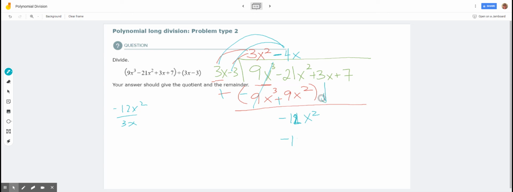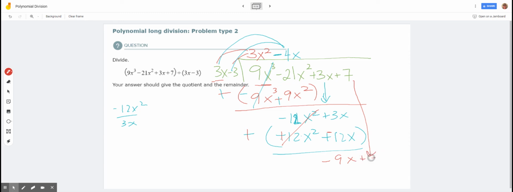Oh, wait, I got to bring down my 3x too. Then I get negative 4 times 3x is negative 12x squared. X times x is x squared. Negative 4 times negative 3 is positive 12x. We are going to subtract this quantity, which means we add the opposite. These cancel because they're opposite, so we get negative 9x.